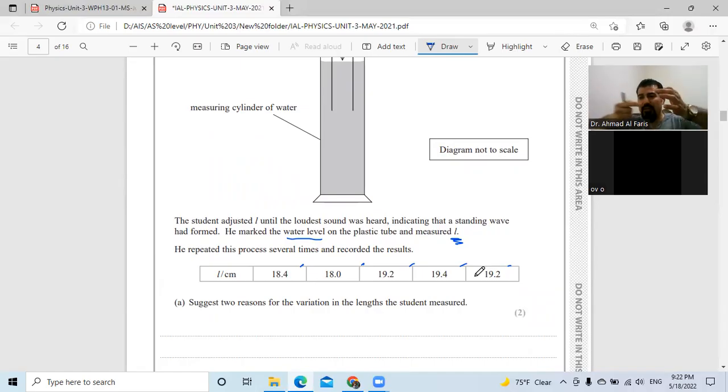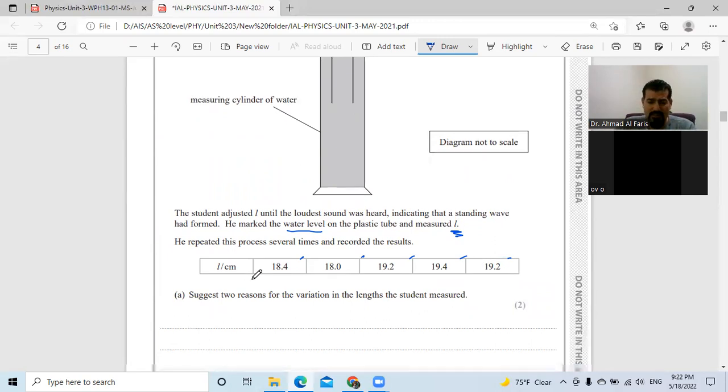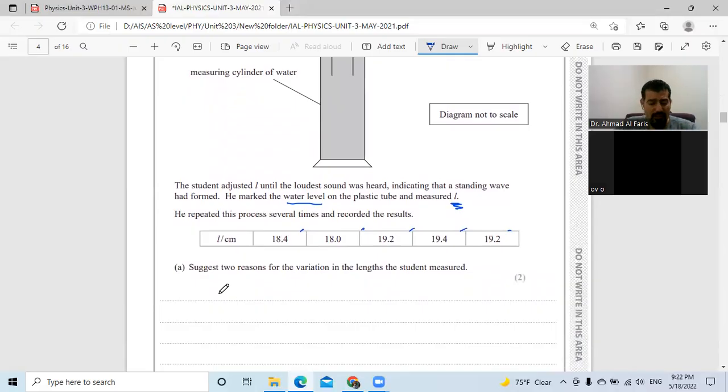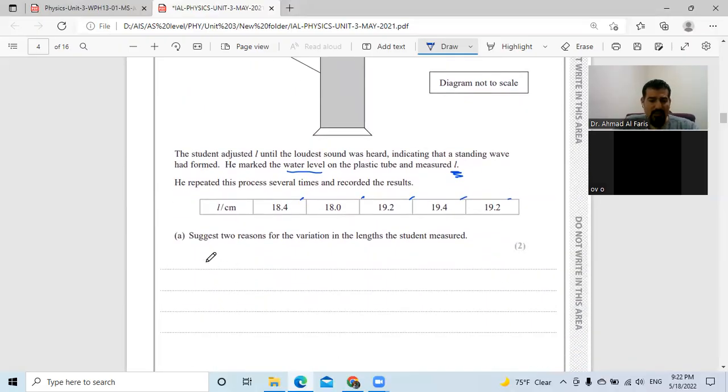And also, when you mark the water level, you need to move the tube, so it will not be as accurate as possible, if you do not keep it at its position, especially with your hand or with one of the students' hands. So it is difficult.